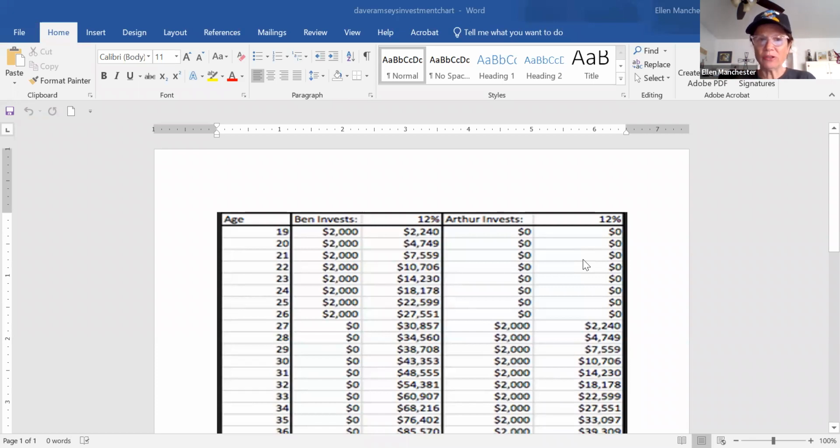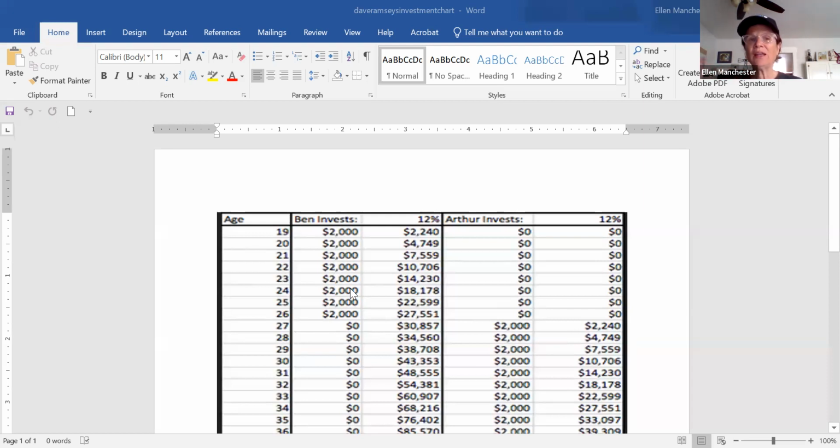So Ben is our first investor, and he's 19 years old, and he is putting $2,000 away into an investment account that pays out 12%. Okay, now if you noticed, Ben only puts that money in from age 19 to age 26. So if you look at that, that is only 2, 4, 6, 8, 10, 12, 14, $16,000. Is that right? Yeah, $16,000. And that's it, right? He doesn't put anything else in. $16,000 of his own money is what he puts in, and then he just lets it build.